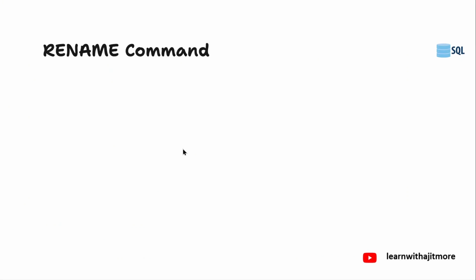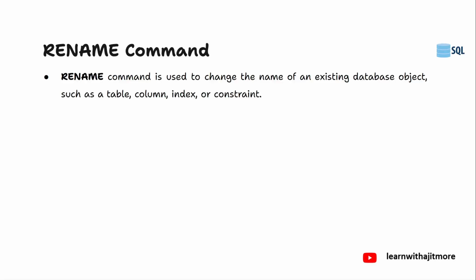Then we will see that using the rename keyword only, we can rename a table also. So how to rename a table? Now, the rename keyword is used to rename many database objects. Like you can rename a table, a column, functions, procedures, an index. Any database object you can rename.